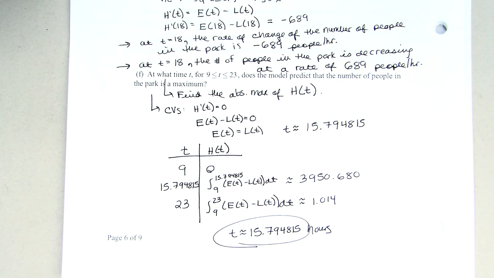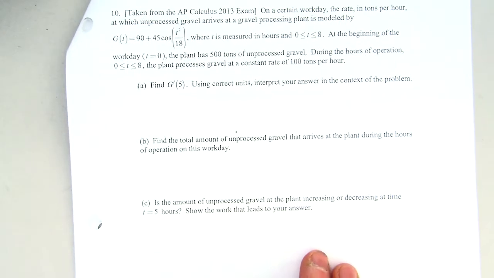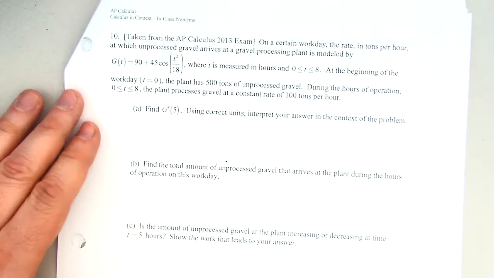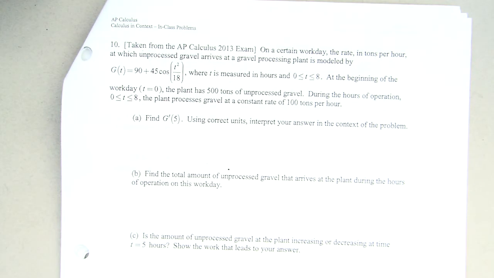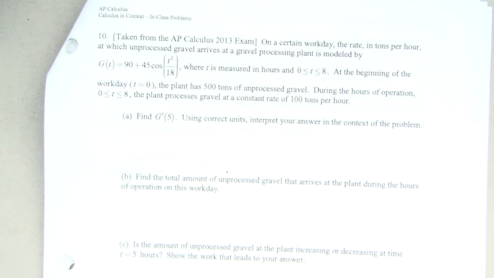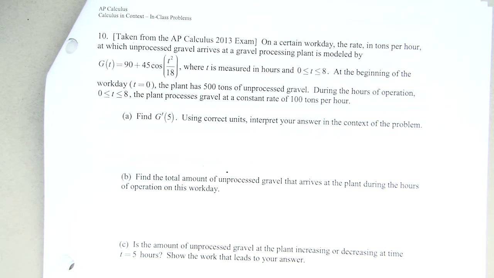I would like you right now to read number 10 and maybe do the calculation in A, but we'll do the interpretation together. Read it, store the function in your calculator, and try to do the calculation for part A.